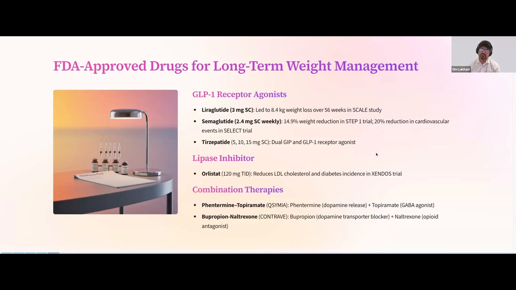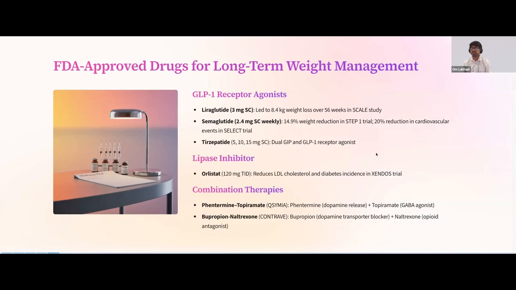Again, some of the older drugs which lead to short-term weight loss are the phentermine-topiramate combination and the bupropion-naltrexone combination. These are basically drugs which are used for some other conditions, which are repurposed for use in obesity. They are still used in the US. However, neither of these drugs is available in this combination in India, and they are not approved for use in India. Broadly speaking, this is what is available in the US.